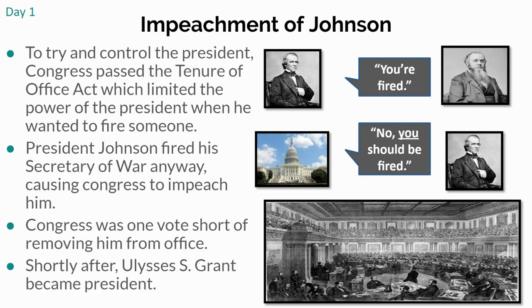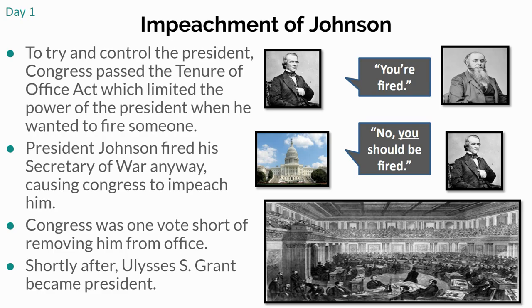And the way that Congress was trying to control Johnson was by making sure that everything he did, he had to seek their approval. So what Johnson did is he went ahead and fired this guy. He fired the Secretary of War, and the Congress impeached him for this. So he did do something illegal.